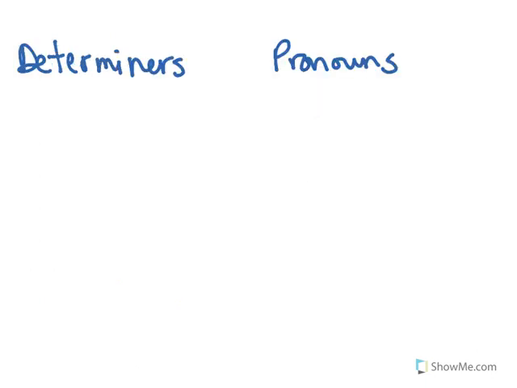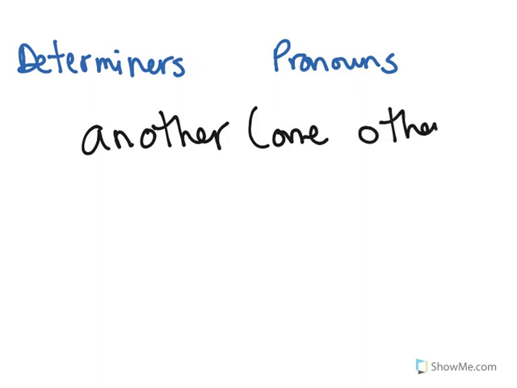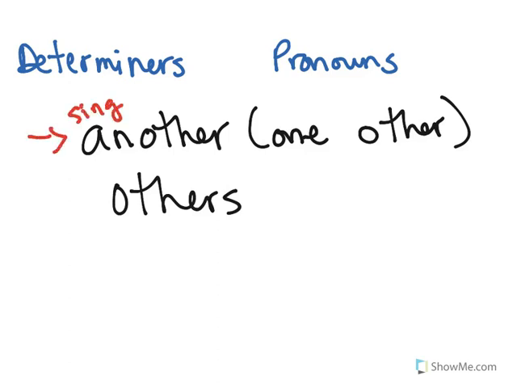Determiners, some determiners can actually be used as pronouns. So some of the ones that you can use as pronouns include another, right, that essentially means one other. Or you can also use others. So now notice that another would be used for singular, and then others would be used for plural, to replace a plural noun.